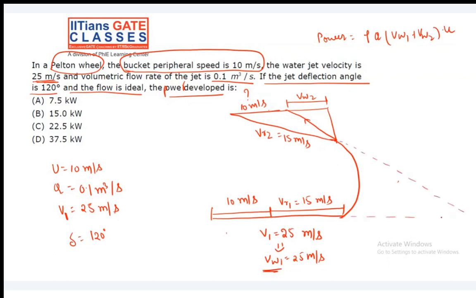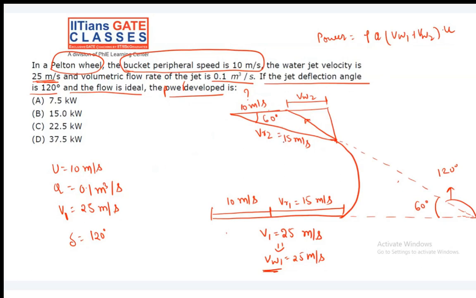This angle is given to us as 120 degree. So this is 60 degree. If this is 60 degree, then this is also 60 degree. So now we need to find out this vw2. How will we find vw2? What are the guesses of what we can do to find vw2? Tell me. That vw2 will be what?